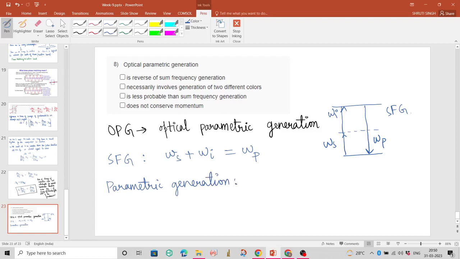It is the reverse process, in which one photon of higher energy splits to give two photons like this. One photon of higher energy splits into two photons, one is signal and one is idler. So this part is the reverse of this. So the first option for this question is obviously correct, that optical parametric generation is reverse of sum frequency generation. But this process is a difficult process.